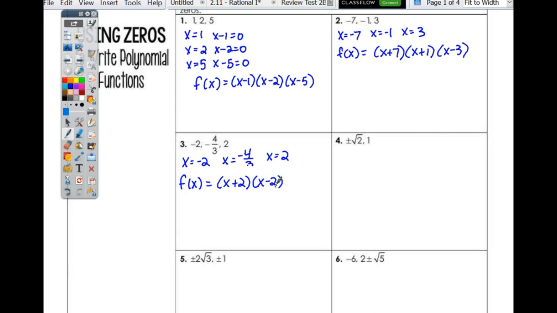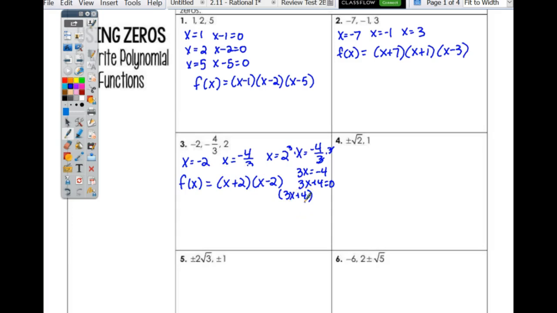But if I set x equals negative 4/3, I have to clear the fraction, so I'm going to multiply both sides by 3. So these cancel, so I get 3x equals negative 4, and then I'm going to add 4. So this would be 3x plus 4. So this would be my function here.